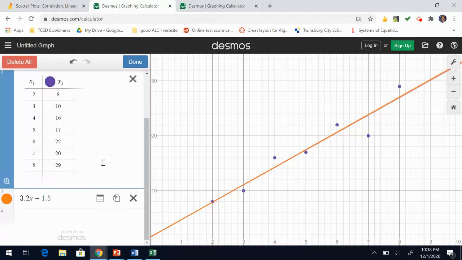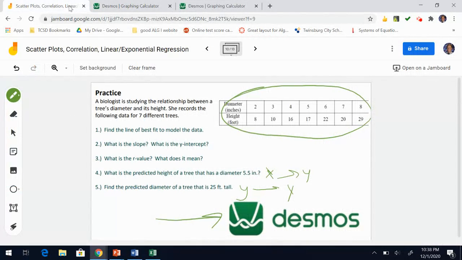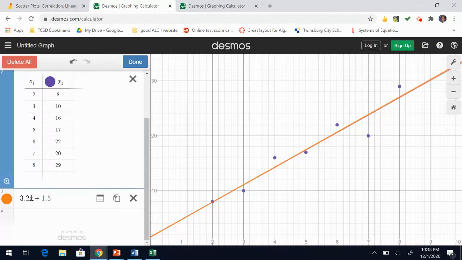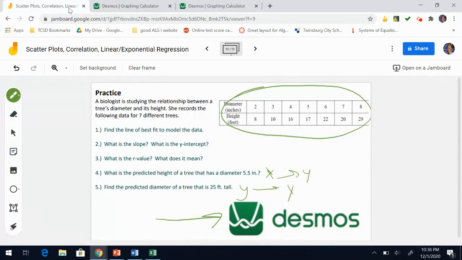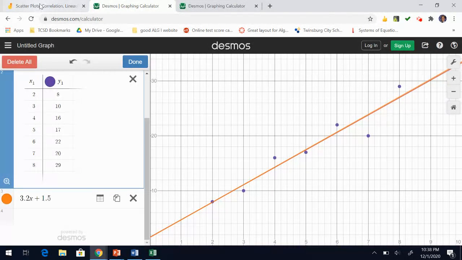What you want to do with that now is, because they're asking us questions, the line of best fit we said was what we just typed in Desmos, which was 3.2x plus 1.5. So we can write that on our slide. y equals 3.2x, and I already forgot our y-intercept, 1.5.